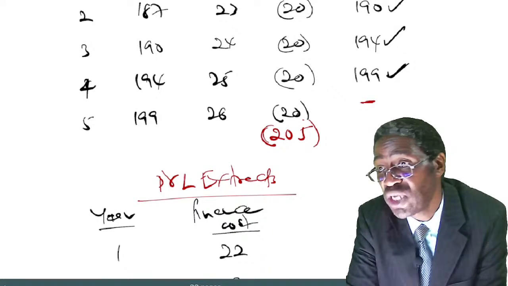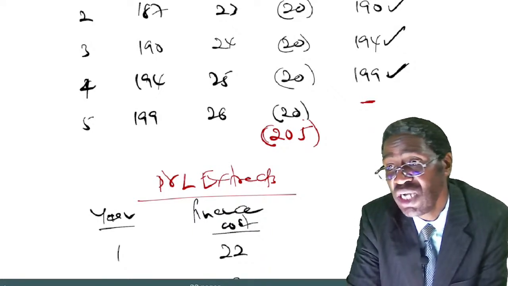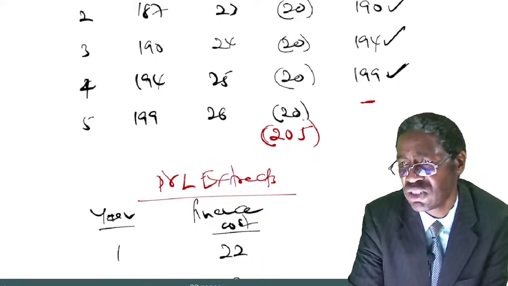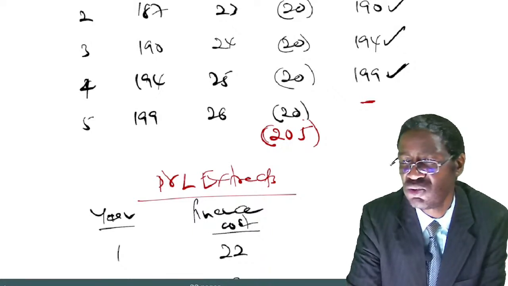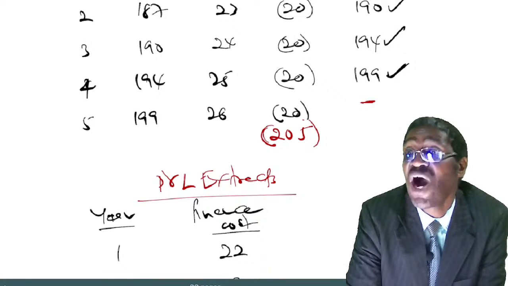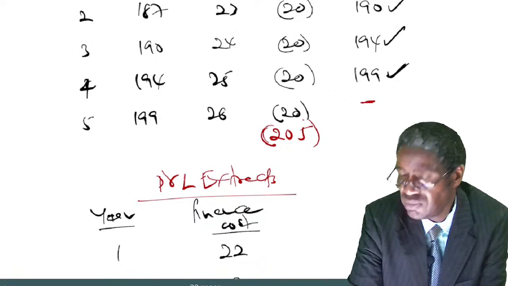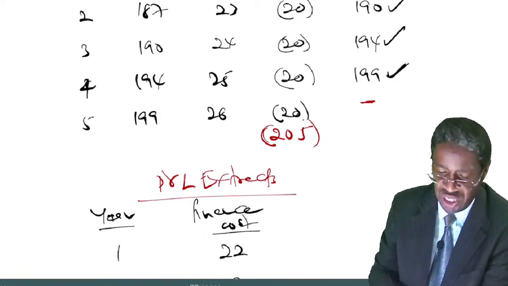I hope, Kennedy, you are okay now. Kennedy, are you okay with how we are getting the redemption amount? It's an amount we assumed, but the question will guide you as to how you are redeeming your bond. Okay, Kennedy? Good.